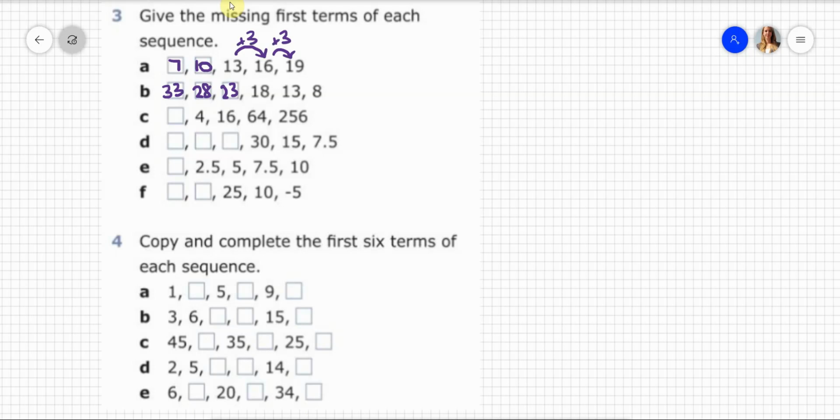This one, the rule is clearly multiply by 4, so we need something that multiplied by 4 to get 4, and that should be 1. This one, it looks like it's dividing by 2. So the terms must have started at 240. For this one, it's add 2.5. So it must have started at 0. For this one, it's subtract 15. So it must have started at 55.